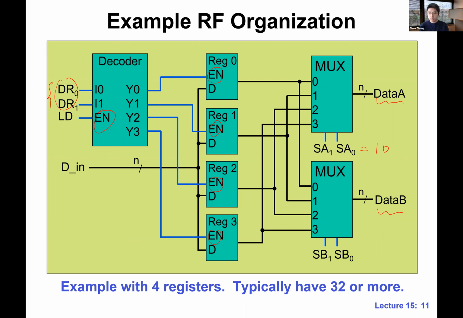Okay, so Alma's asking, is this example reading or writing? Good question. Like I mentioned, we actually have 3 concurrent ports: 2 read ports and 1 write port. We can actually do both read and write in the same cycle. But if LD is 0, then we are only doing read, not write. Does that answer your question?